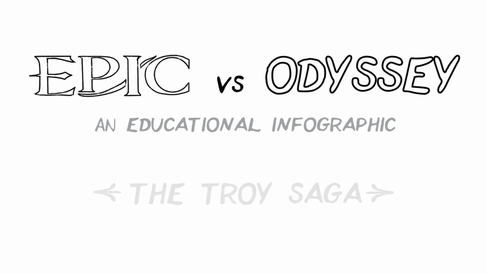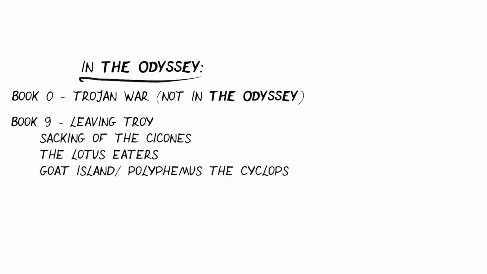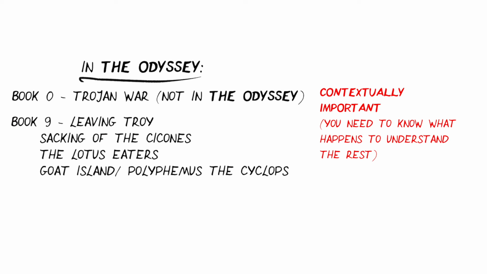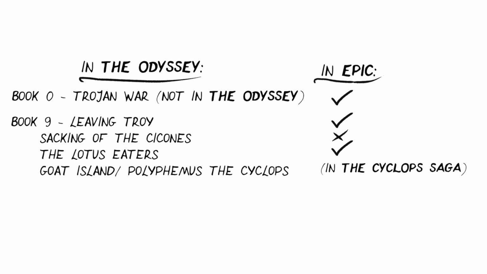So first up, it's the Troy Saga. So the Troy Saga covers a bit of the Odyssey that's not actually in the Odyssey, but is contextually important, the Trojan War. Now, this was probably part of the lost epic cycle. Then they go on to, skipping over a huge chunk, Book 9, where they leave Troy. There should also be the sack of the Cicones and the Lotus Eaters and Goat Island and Polyphemus the Cyclops in this section, but not all of that is present.